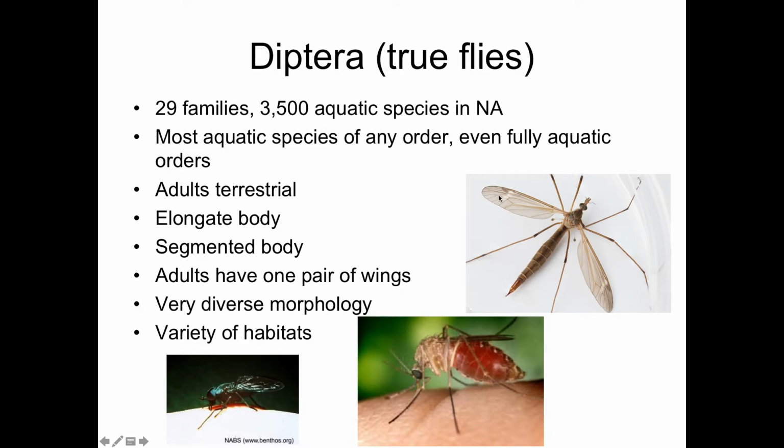The adults have one pair of wings, so that's how you tell it's a fly and not something else, because it only has two wings, and then it has these vestigial wings that you can see here in this picture really well. They have very diverse morphology, so they come in lots of different shapes, and they live in a variety of habitats.